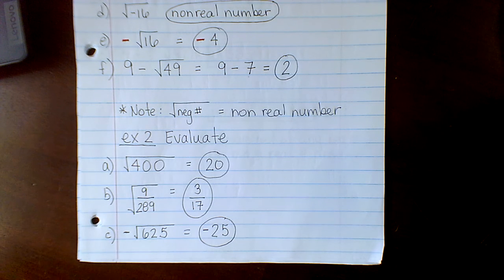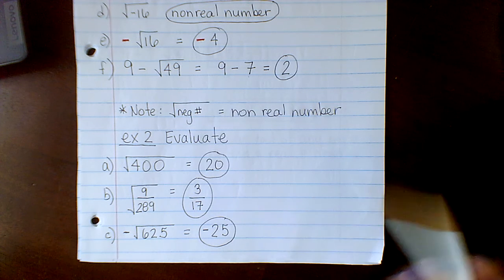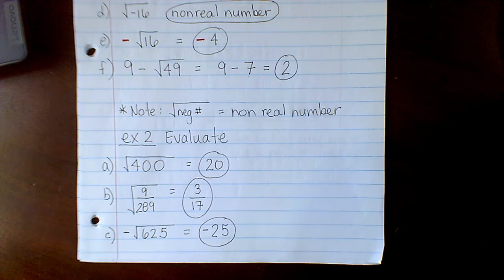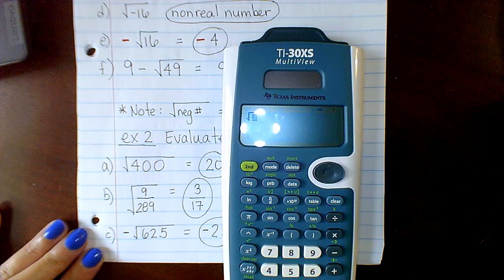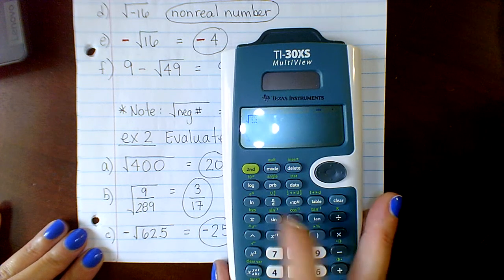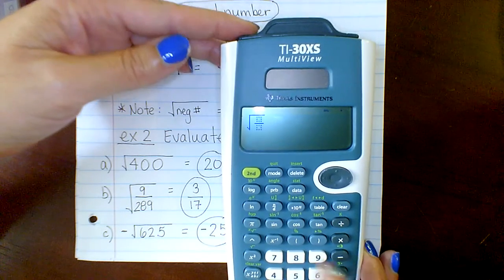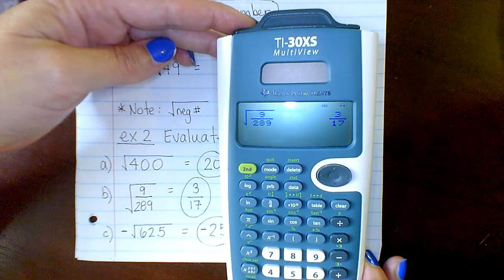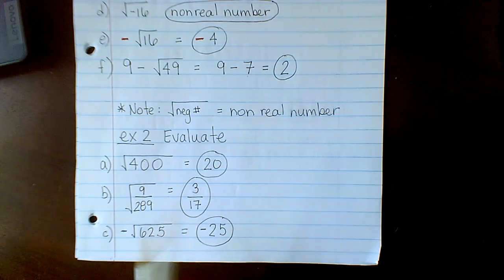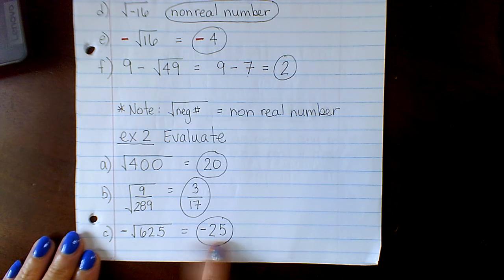So I figured that this one, part B, might be the messiest one. I mean, the square root of 400 is 20 because 20 squared is 400. This one's a little messy, but on this calculator, we can handle it. We're going to do the square root, then hit the N over D, that fraction button. That's going to bring up that fraction for you. And then we can put 9 on the top, 289 on the bottom, and boom, 3 over 17. Because the square root of 9 is 3, square root of 289 is 17.